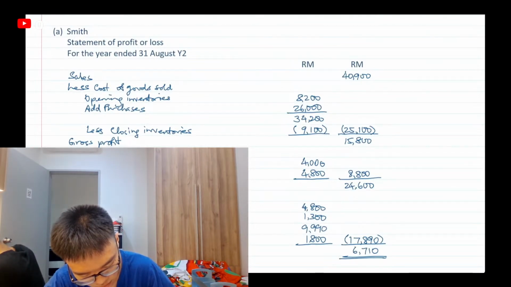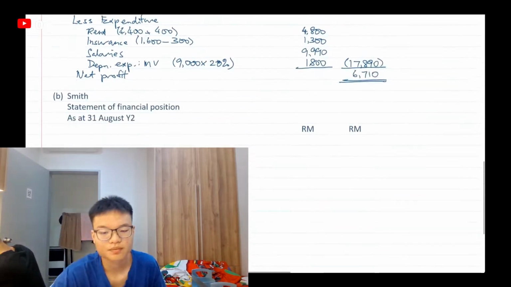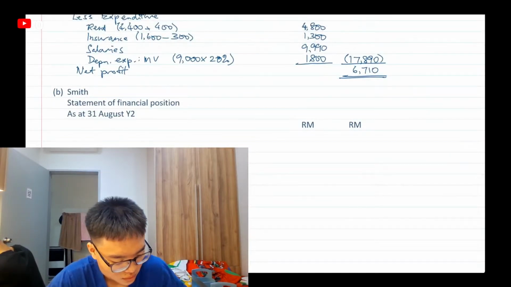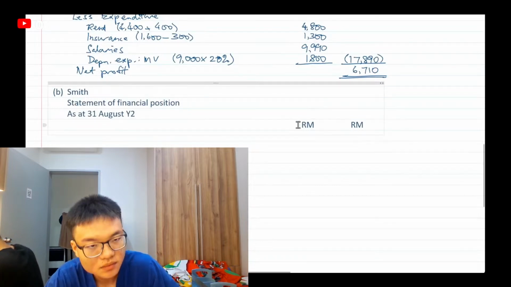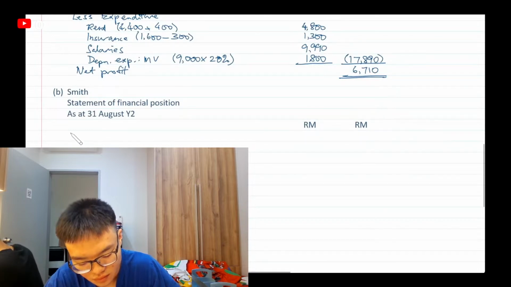After we have prepared our statement of profit or loss, we can now prepare our statement of financial position. We also call it balance sheet. And the date is as at 31 August year 2. Now please follow the format I showed you earlier. That means we start with non-current assets.